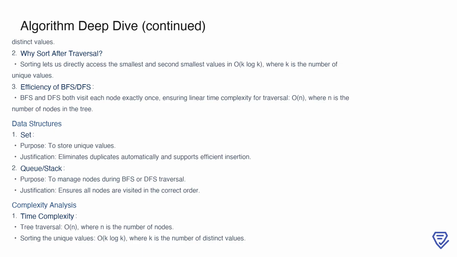Regarding tree traversal, both BFS and DFS are efficient, as they visit each node exactly once, yielding a time complexity of O(n), where n represents the total number of nodes. Together, these steps ensure the algorithm processes the tree in a structured and efficient manner. Additionally, we use a queue for BFS or a stack for DFS to manage nodes during traversal, ensuring all nodes are visited in the correct order.